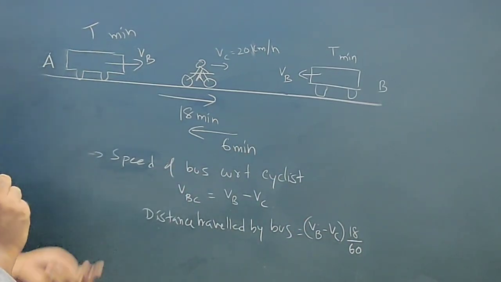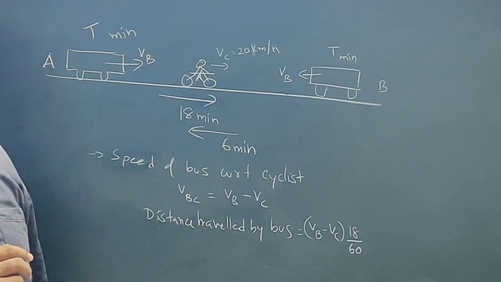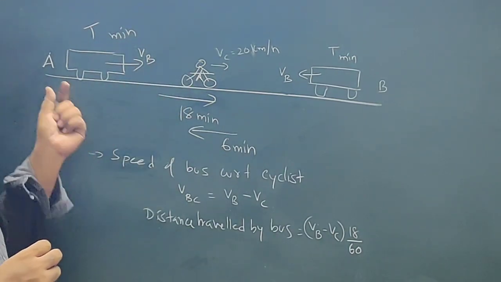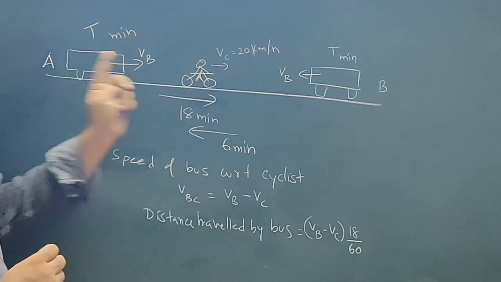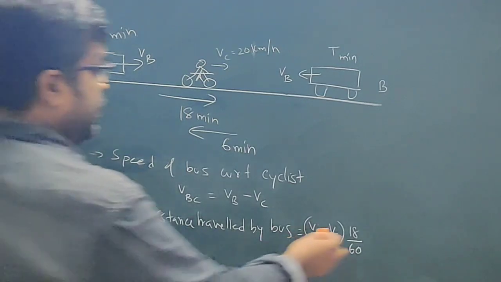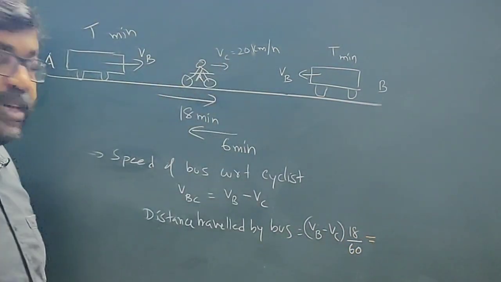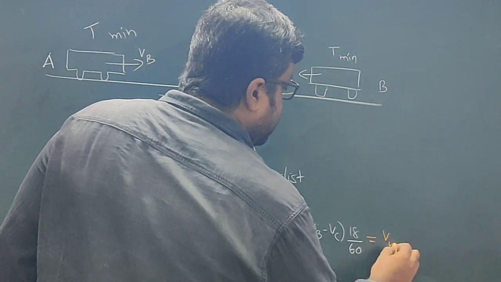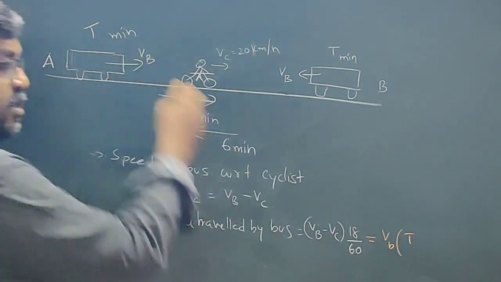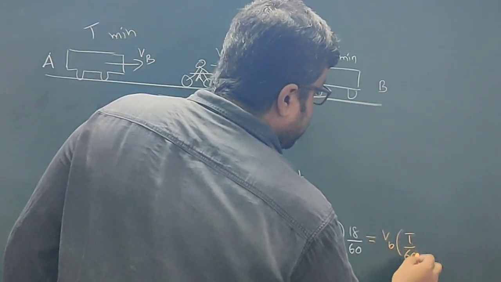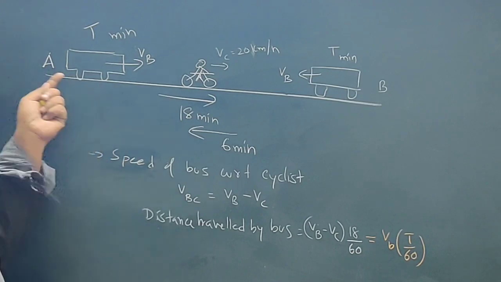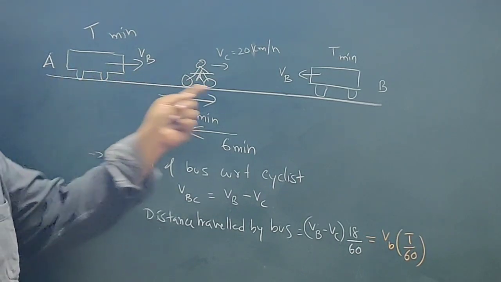Now it is also given that every T minutes the buses are leaving each station. So from A also, every T minutes buses are coming. That means this distance will also be equal to the speed of the bus into the time period of the bus. Time T is in minutes, so this is T by 60.